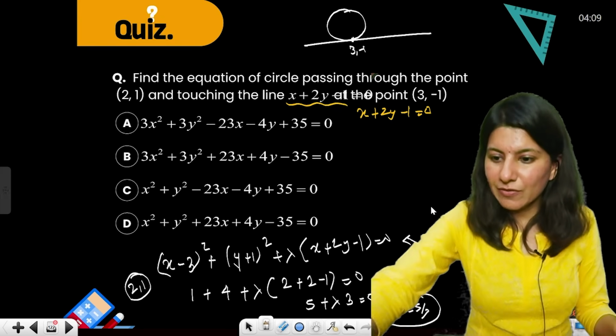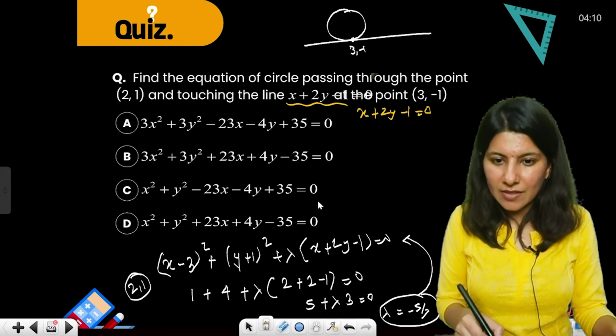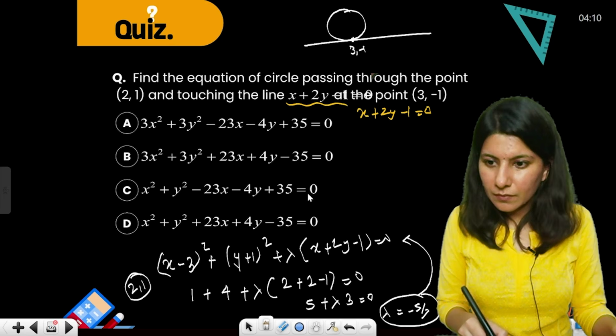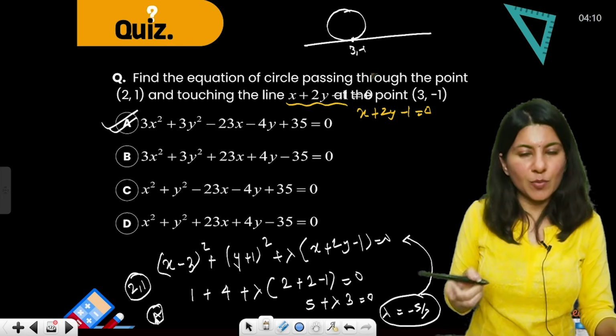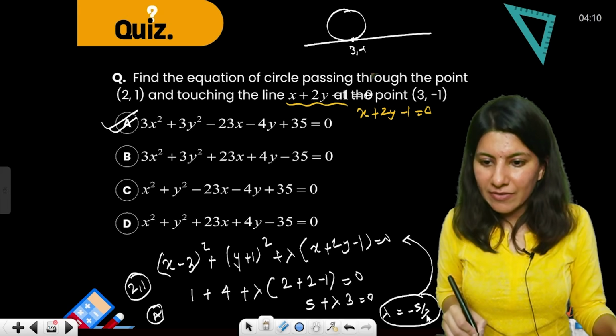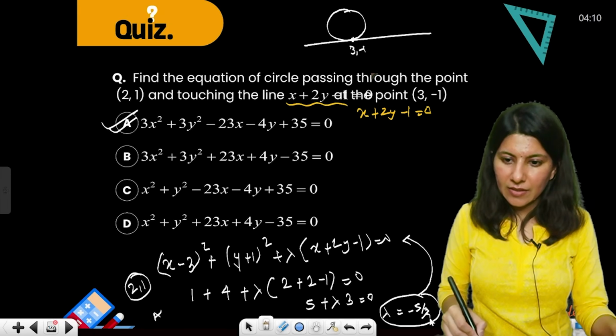Okay. So if you put, let me just tell you which is the correct answer. First option you will get. Option A you will get the moment you put lambda equals to minus 5 by 3 as the value of lambda. Okay. This is 3.